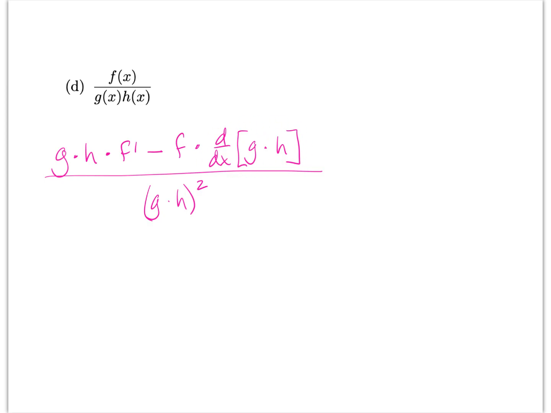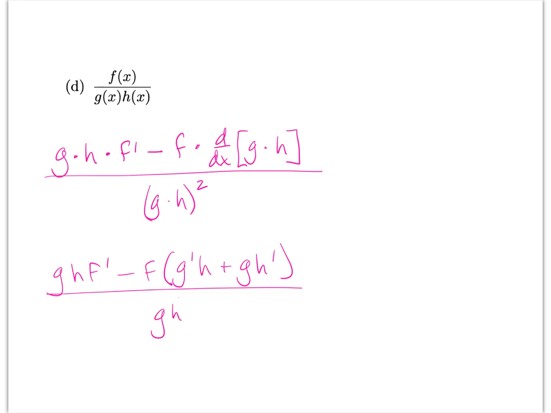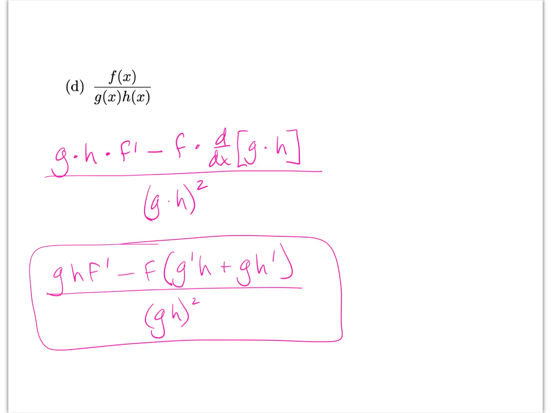So this is going to be g h f prime minus f times the derivative of g times h, which is g prime h plus g h prime using the product rule, all over g h squared. I could do some simplification, distribute my f, perhaps cancel some stuff. But like I said a few times before, if I didn't ask you to simplify it, don't bother.